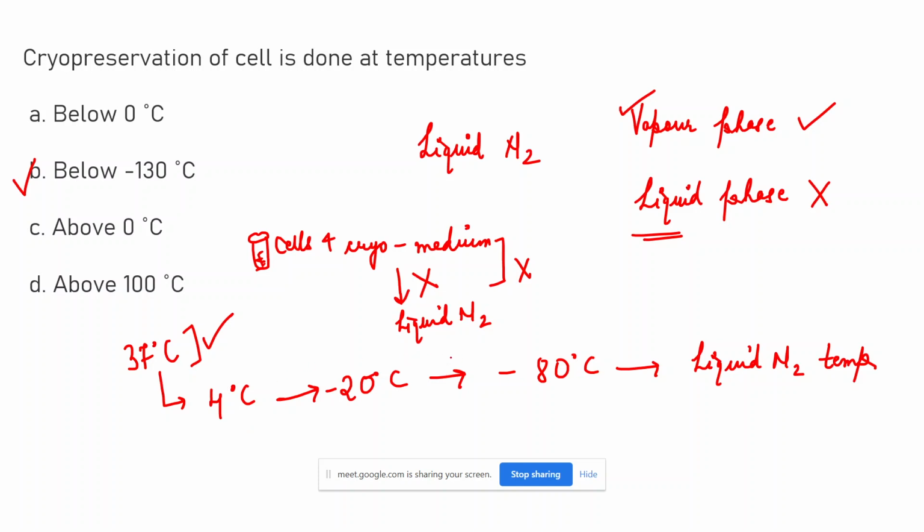However, most laboratories start from this stage, that is, they keep the cells at minus 80 degrees Celsius for like 16 to 24 hours. And then after that, they transfer the cells to the liquid nitrogen tank, in the vapor phase of the liquid nitrogen tank.